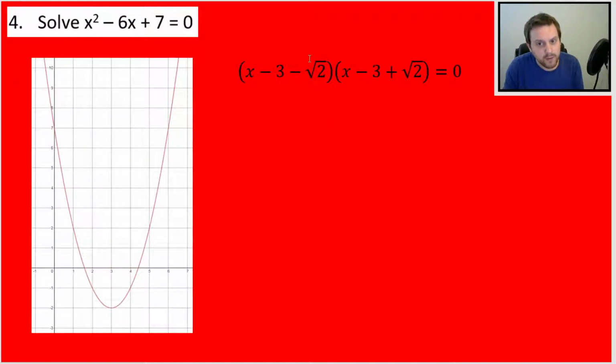Now if you knew this, say you were given it, you could tell me exactly what the solutions are, because it would either be this was 0, in which case x would have to be 3 plus root 2, which would be this solution here, or it would have to be 3 minus root 2, which would be this solution here.